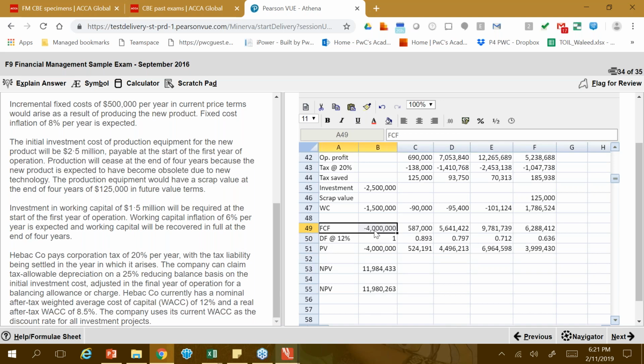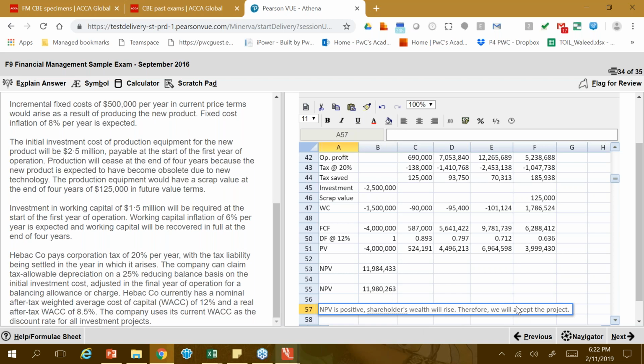And then finally, my comment here is that the NPV is positive. Shareholders' wealth will rise. Therefore, we will accept the project. Please write this comment in the same way as I've done. Simply saying accept the project is not enough. We have to say NPV is positive, which means shareholders' wealth will rise. Therefore, we will accept the project.